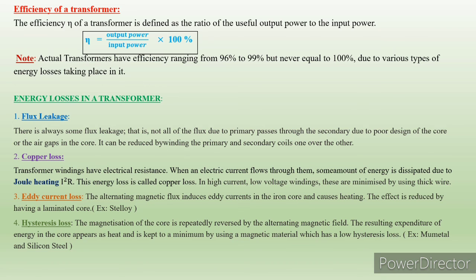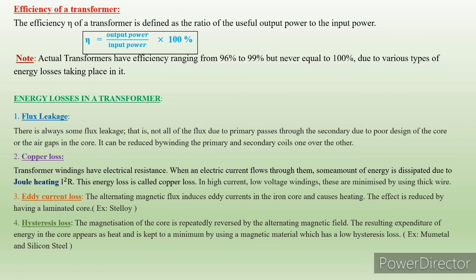1. Flux leakage. There is always some flux leakage, that is, not all of the flux due to primary passes through the secondary due to poor design of the core or the air gaps in the core. It can be reduced by winding the primary and secondary coils one over the other.